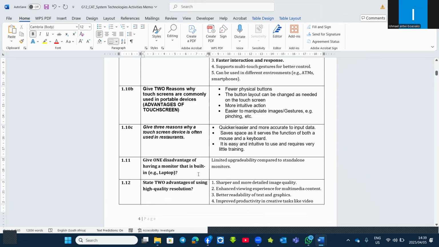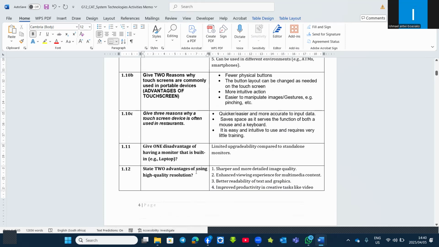Now, give 1 disadvantage of having a monitor that is built in. In other words, an integrated monitor, like the one in a laptop. You say it's limited, not upgradable compared to the stand-alone, as well as the disadvantages. In other words, when the screen is broken, you have to take the whole thing. You cannot use it. So basically, that's the disadvantage of using integrated monitors.